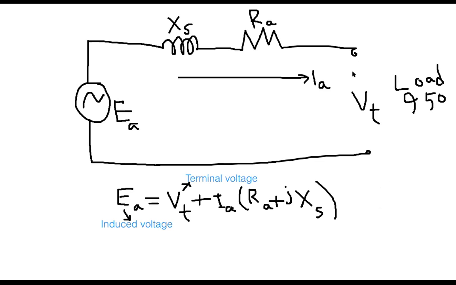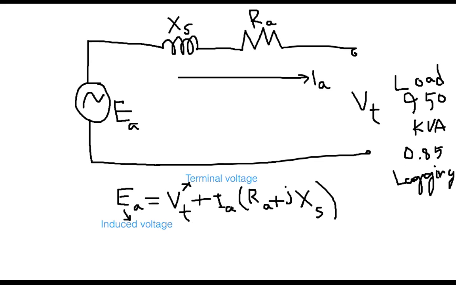Okay. I think 950 was the kVA probably. So the load was 950 kVA, and I think the power factor was 0.85 lagging. Okay, so at least you write down this equation, then you'll be getting it like EA equals VT plus IA times (RA plus jXS). So you have to find out EA.